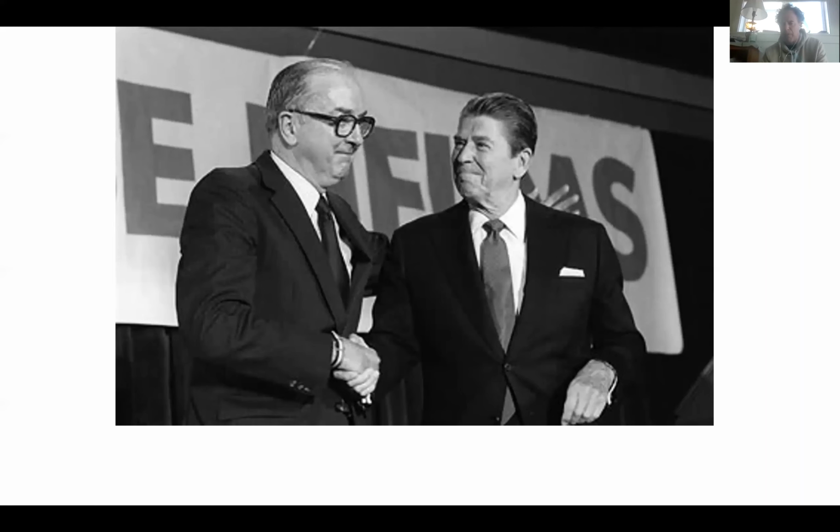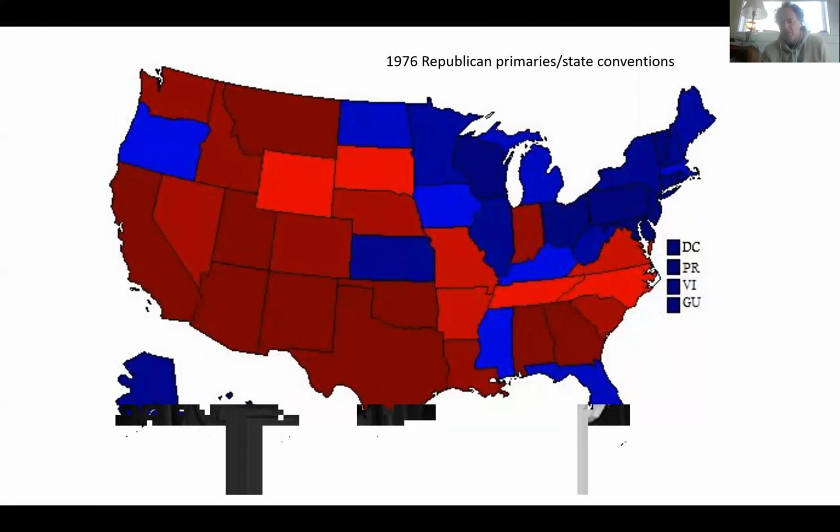Reagan wins the primary, sweeps through the late primaries, and the result is an almost even tie between Reagan and Ford in the Republican Party approach. Reagan won the states that are in red on this map. Ford won the states that were in blue.